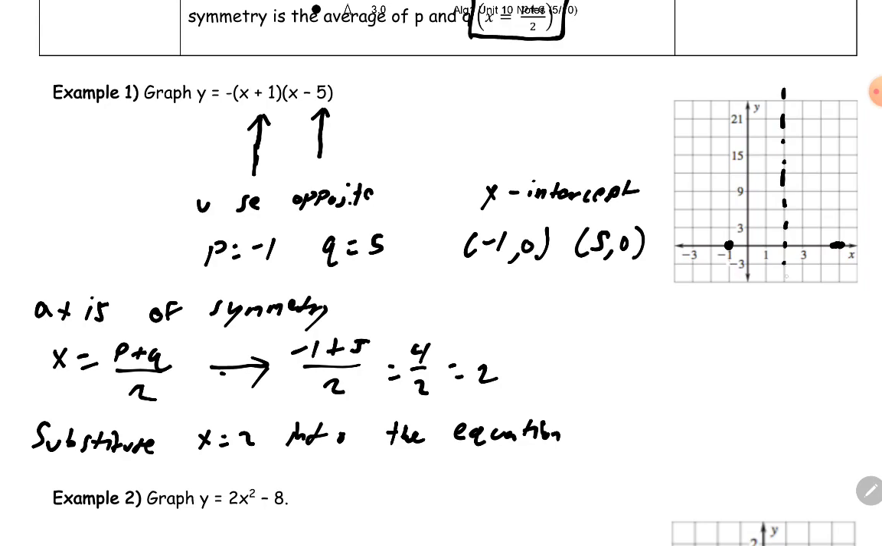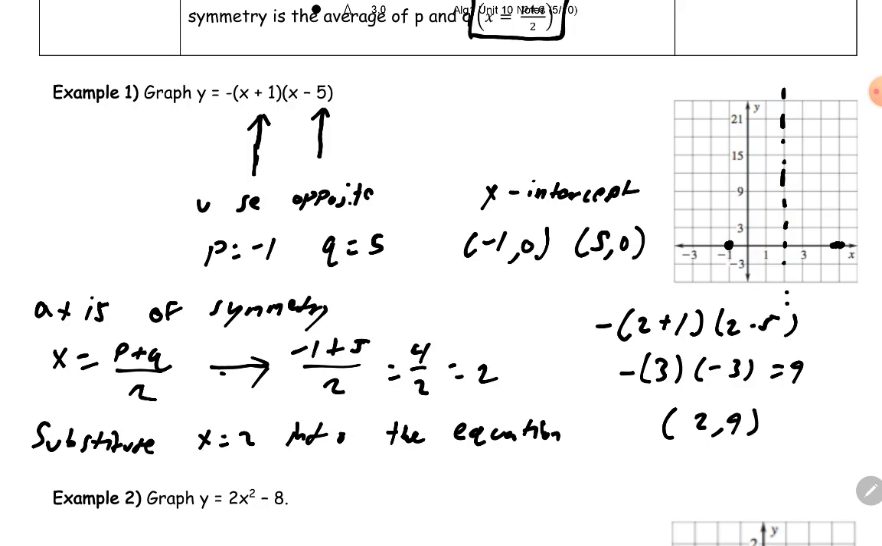I'm going ahead and drawing in the axis of symmetry here. So I have negative 2 plus 1 times the quantity 2 minus 5. So that's negative 3 times negative 3, which is 9. So my vertex is at (2, 9), right here. Then we just connect the dots, making it U-shaped, and we're done.